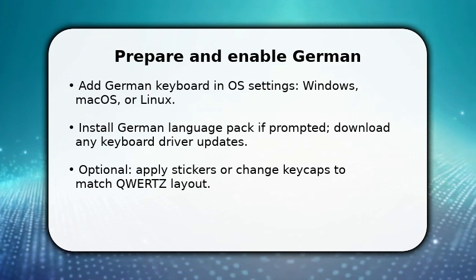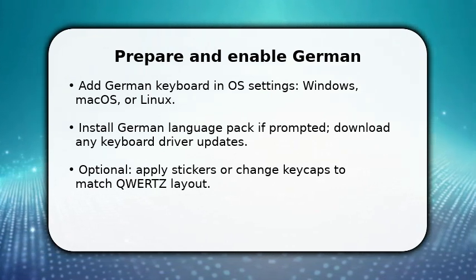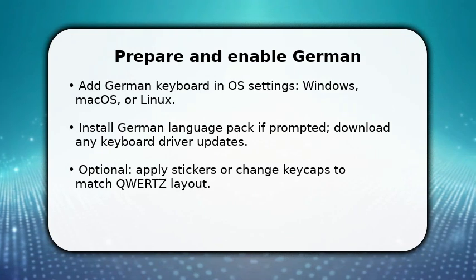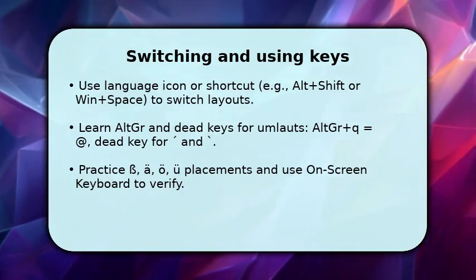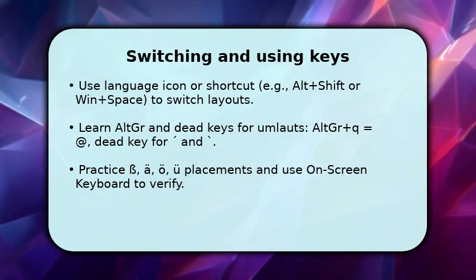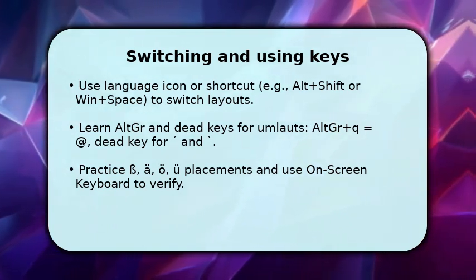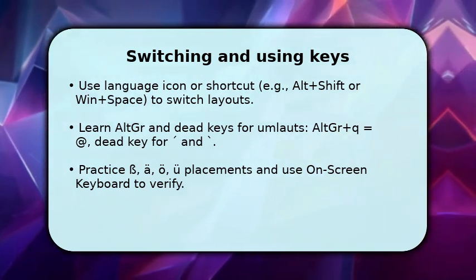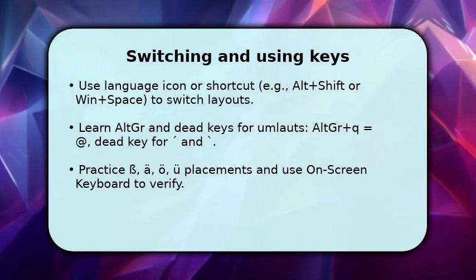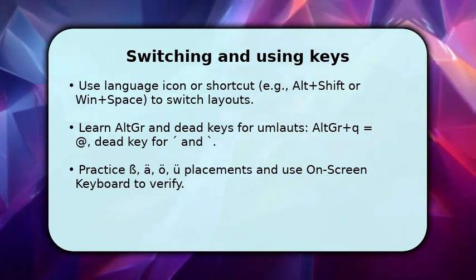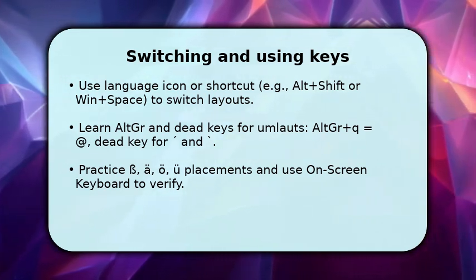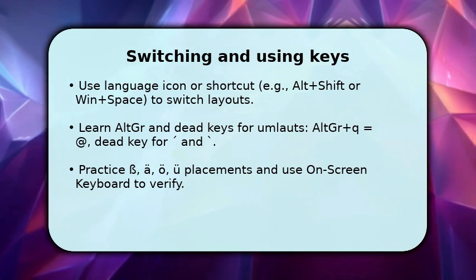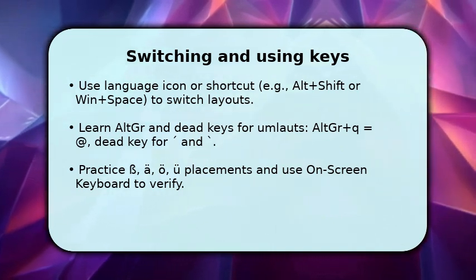Now you switch layouts and learn how keys behave. Toggle between layouts with the system shortcut, Alt plus Shift or Windows plus Space, so you can compare keyboards to your original layout. Learn Alt-GR combinations and dead keys. Alt-GR produces symbols like @ while dead keys combine with vowels to produce umlauts. Practice typing sharp S, A umlaut, O umlaut, U umlaut until muscle memory forms. If unsure, open the on-screen keyboard to see exact output.